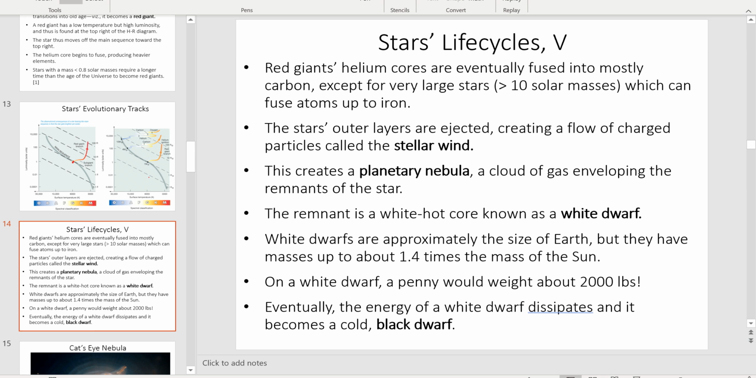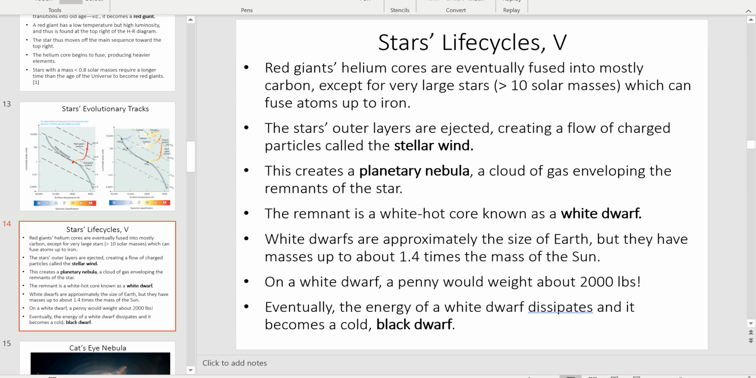Let's talk about what happens when red giants use up their helium stores, so to speak. Okay, so I mentioned that when a star reaches the red giant stage, it begins to fuse helium in its core. And this defines the red giant stage, when the star has run out of hydrogen in the core.